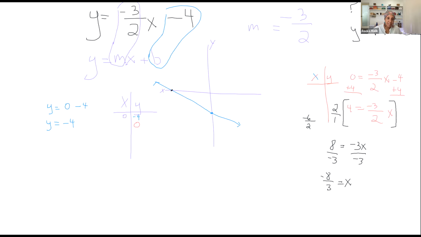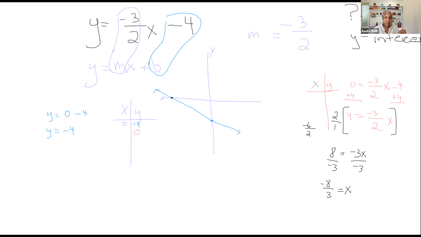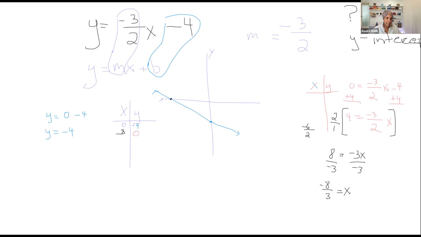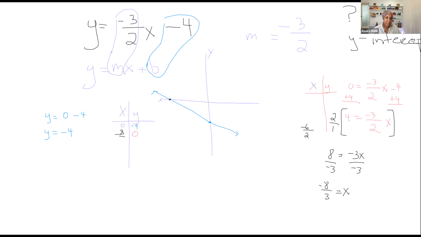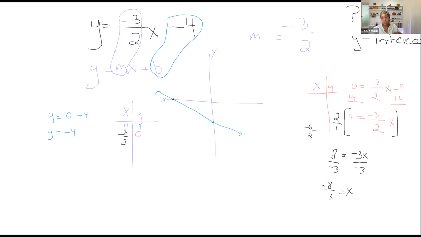But my x-intercept happens when I don't move on the y, which is y equals 0. And my y-intercept happens when I don't move on my x, which gives me -4.